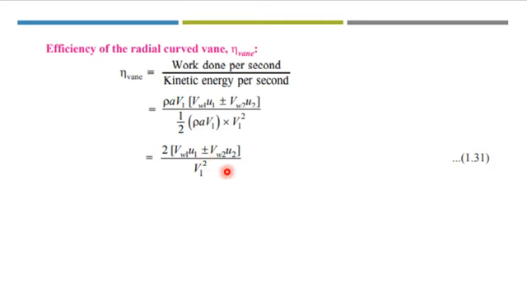And now we will calculate the efficiency of the radial curved vane. In order to calculate the efficiency, we divide the work done per second by the kinetic energy per second, and hence we get this equation: 2 VW1 U1 plus minus VW2 U2 divided by V1 square.